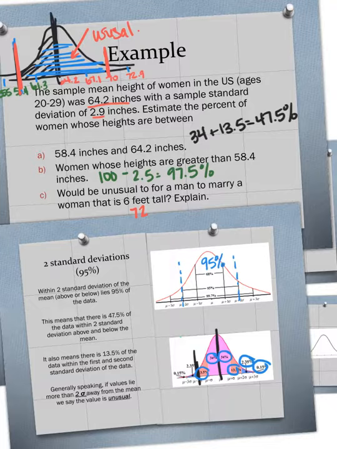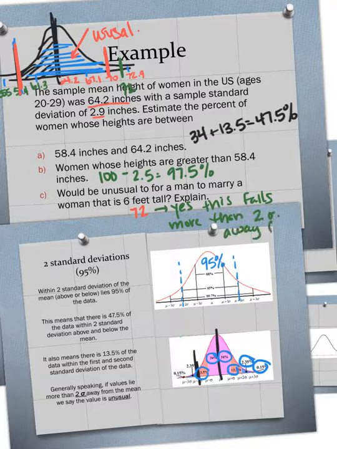And we see that 72 falls somewhere right here. Here's 72. So based off of that, would it be unusual? Yes. This falls more than 2 standard deviations away from the mean.